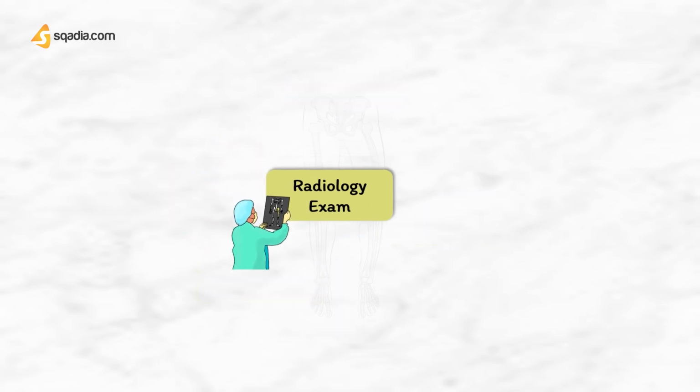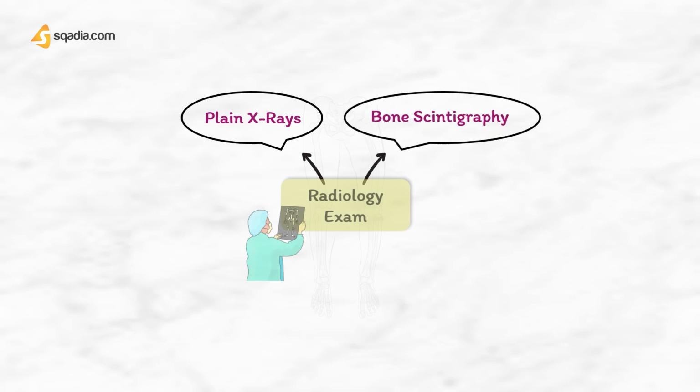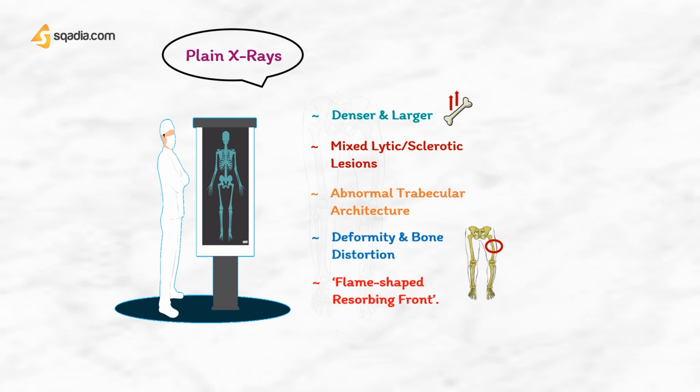Radiology examination can be performed by plain X-ray and also by bone scintigraphy. Let's see what they are. We will start with plain X-ray. X-ray image of an affected person shows denser and larger bone, mixed lytic or sclerotic lesions, abnormal trabecular architecture, deformity and bone distortion. Early stages of Paget's disease have merely overactive bone resorption.